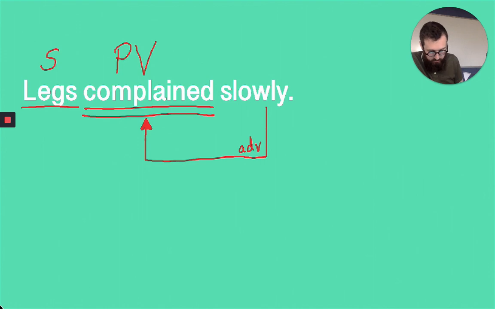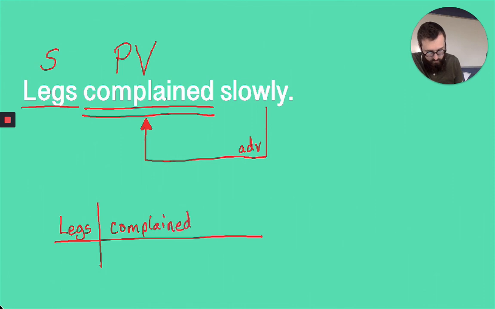Now when I diagram this sentence, I'm going to draw my baseline. I'm going to write my subject first, legs, and draw my vertical line, complained, and add my modifier. I only have one in this sentence, so diagonal line and slowly. All right, that sentence has been analyzed and diagrammed. Let's go ahead and look at another one.